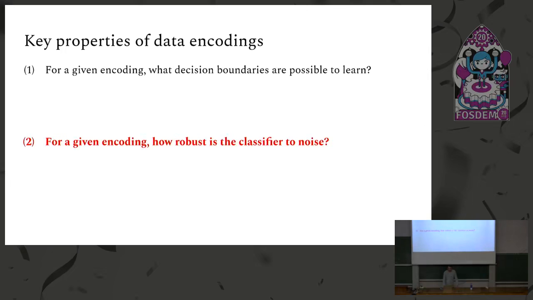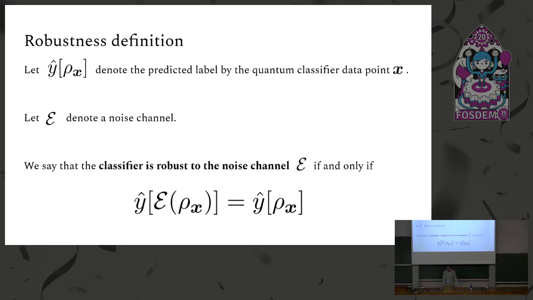The other interesting point you can ask is, for a given encoding, how robust is it to a particular noise model? And this is the main question that we're focusing on in our work. So what do I mean by robustness? Let y hat of rho sub x denote the predicted label by the quantum classifier where there is no noise. And then for some noise channel, script E, we say that the classifier is robust to this noise channel if and only if the following holds. What this equation is saying is, on the left is the prediction in the noisy case, and we want that to match the prediction in the noiseless case. So you don't need the measurement statistics or even the state to be the same. All you really want for the purposes of classification is for the predictions to be the same.